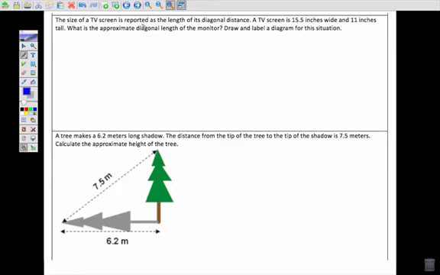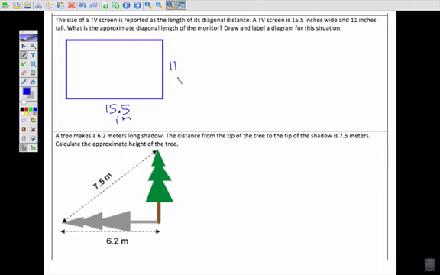Okay, let's look at the next one. It says the size of a TV screen is reported as the length of its diagonal distance. A TV screen is 15.5 inches wide and 11 inches tall, so kind of a small TV screen. What is the approximate diagonal length of the monitor? Draw and label a diagram. Okay, so here's my TV screen, and it says it's 15.5 inches wide, and it's 11 inches tall, and it's asking me to find the approximate diagonal. Okay, so I'm going to draw that in. So this is what I'm trying to find.